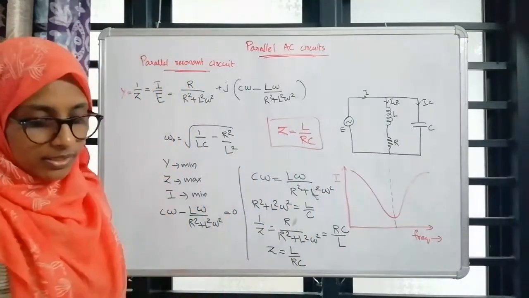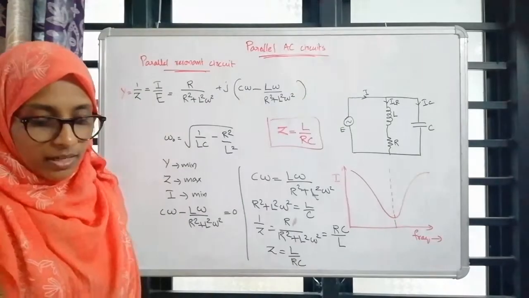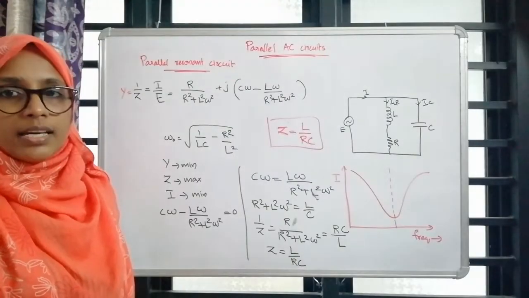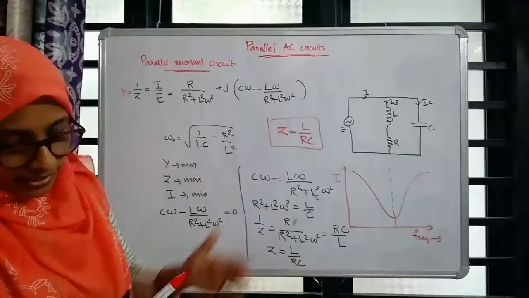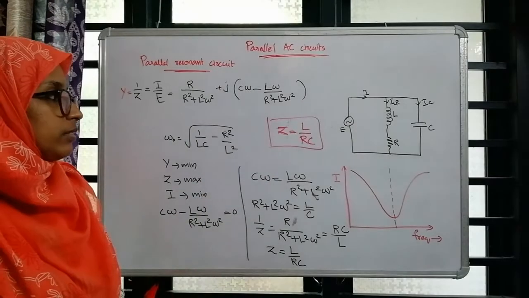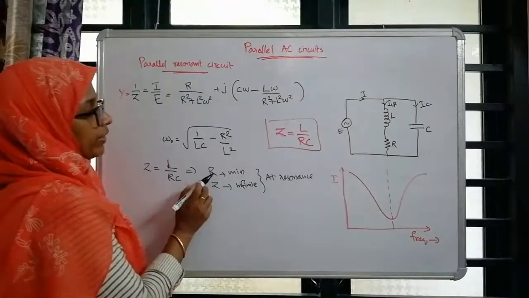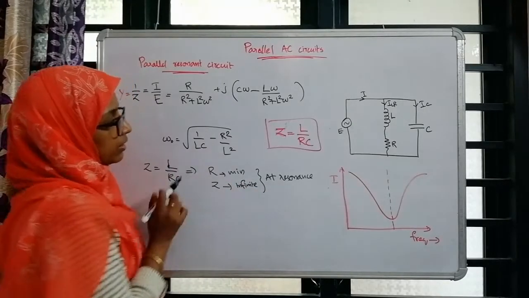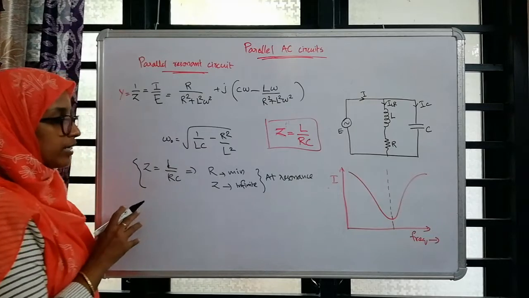That is, at resonance condition, the impedance will be equal to L by RC. The smaller the value of resistance R, the larger is the impedance, and also if R is negligible, the impedance is infinite at the resonance condition. That is, when R is minimum, Z is infinite, that is impedance is infinite at the resonance condition. In case of this equation, that is equal to L by RC.